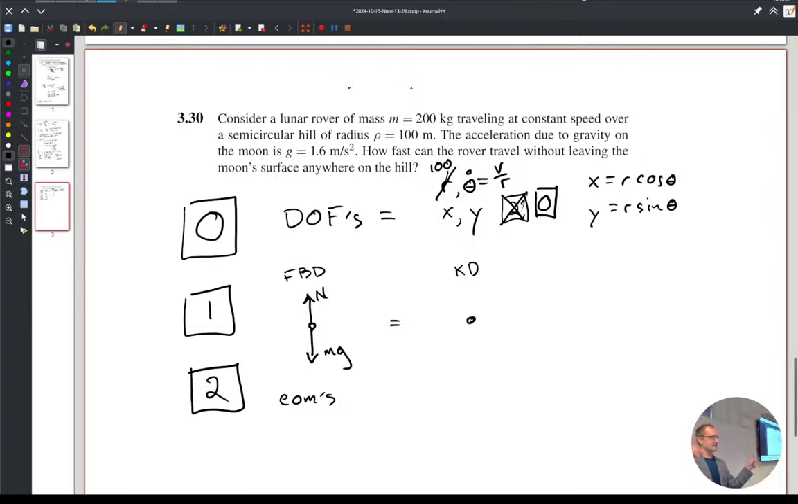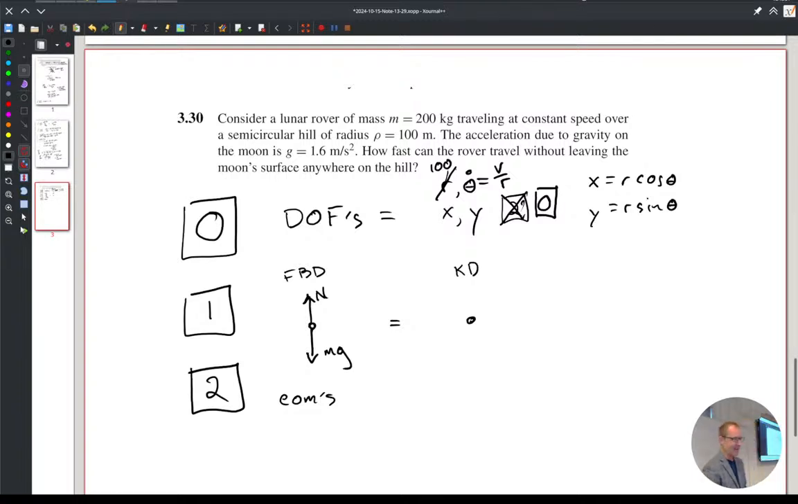Does it matter if it's going up the hill versus down the hill? Is normal force straight up? It'll change a little bit, right? Which is a good question. I don't know if you're thinking it's not going to be worth it.